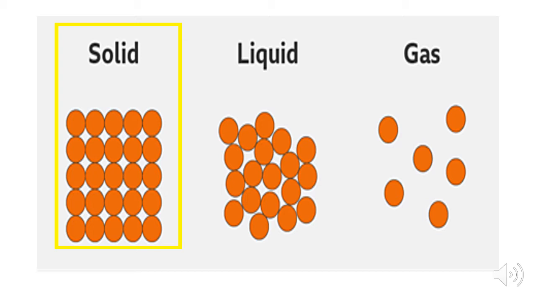Now, as you can see, the particles in the solid, because they're close together, we can't squash them, we can't compress them, and they have a fixed shape. They also have a fixed volume and they don't flow.